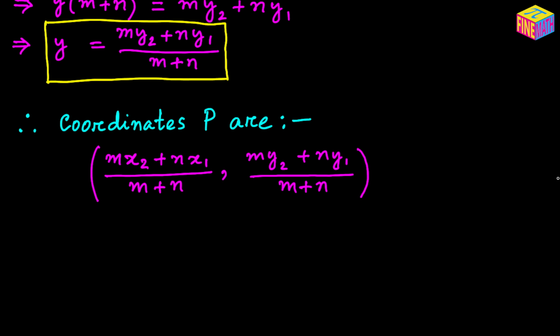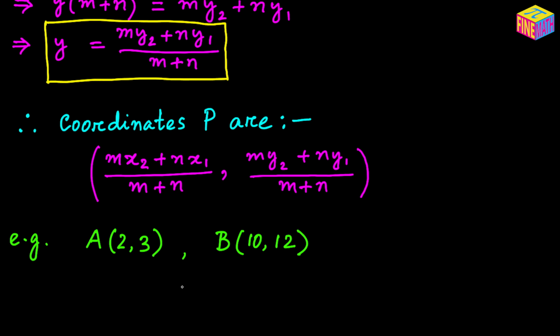So suppose we have been given an example here. Let's say the coordinates of A and B, the two given points, meaning the end points of the line segment. Suppose the coordinates of A are (2, 3) and the coordinates of B are (10, 12). I'm just taking some arbitrary numbers here. And then we are asked to find the coordinates of P that would divide this line segment in, let's say, a 3:2 ratio, which is our m is to n ratio, right?